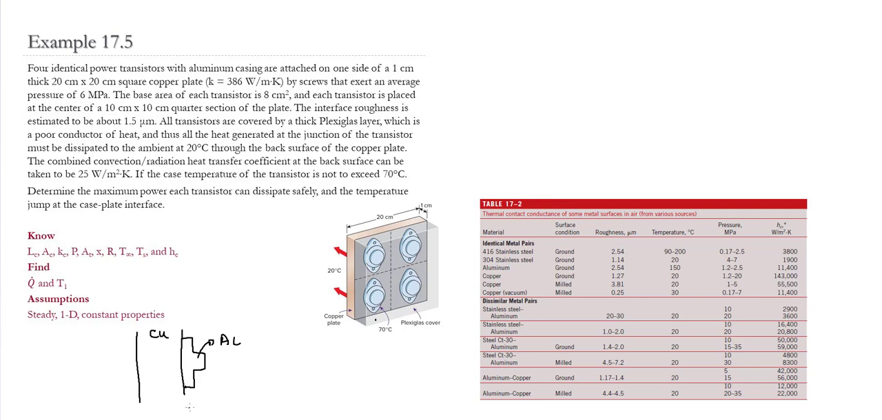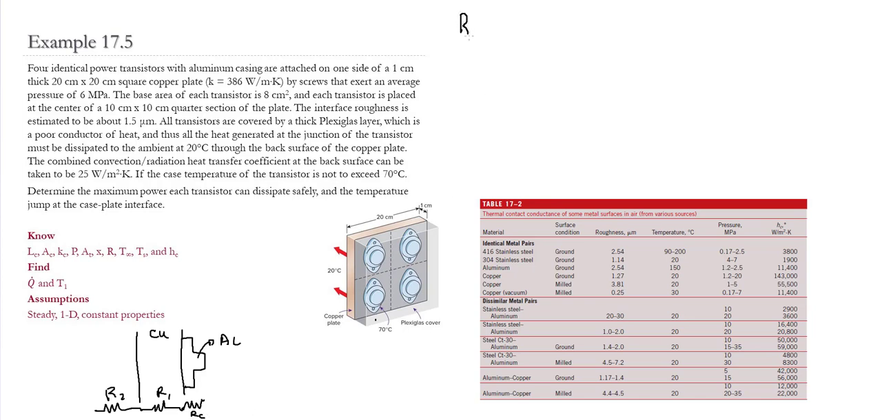So the first resistance that we have is the contact resistance taking place between the aluminum and the copper. We're just going to call that RC. And then we're going to have a conduction resistance for copper. I'm going to call that R1. And then we have a convection resistance from copper to air. We're going to call it R2. So the first part we're going to do is evaluate the value of RC.